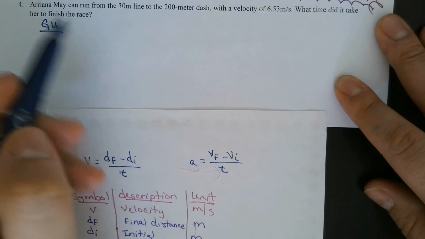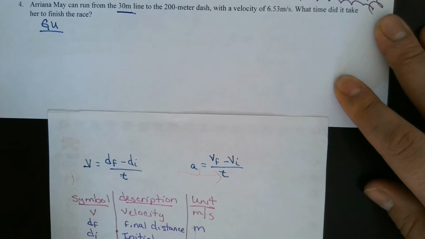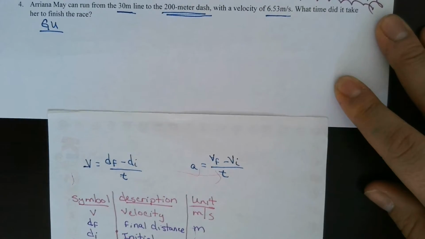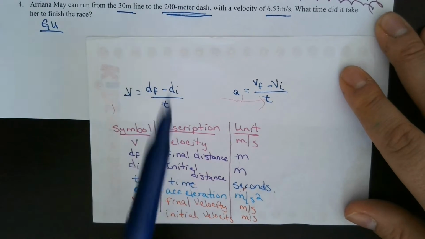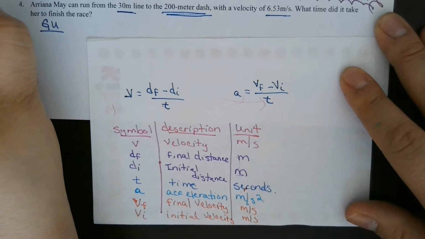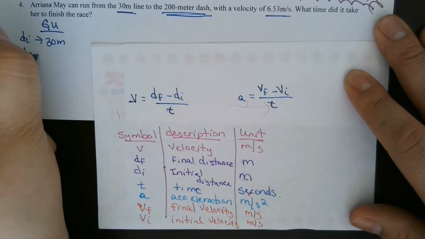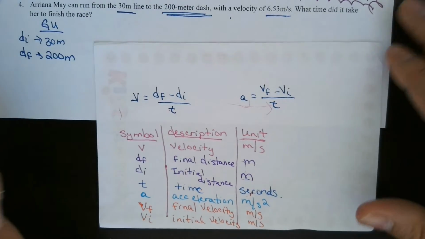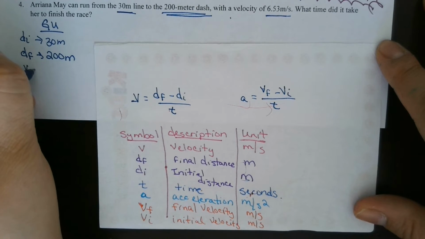And Ariana May is actually a former Joliet West student. I think she graduated. So she ran from the 30-meter line to the 200-meter dash with a velocity of 6.53 meters per second. So 30 meters is where she started. If you started at that distance, that's your dI. So the dF is 200 meters, because that's where she ran to. And her velocity was 6.53 meters per second.